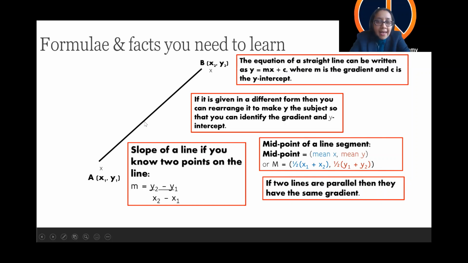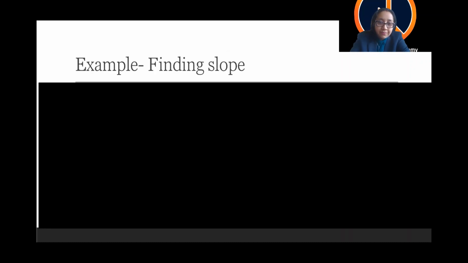Also, important things to remember: if two lines are parallel, then their slopes, or the m values, should be equal. And if they're perpendicular, then the product of the slopes of the two lines should be -1.